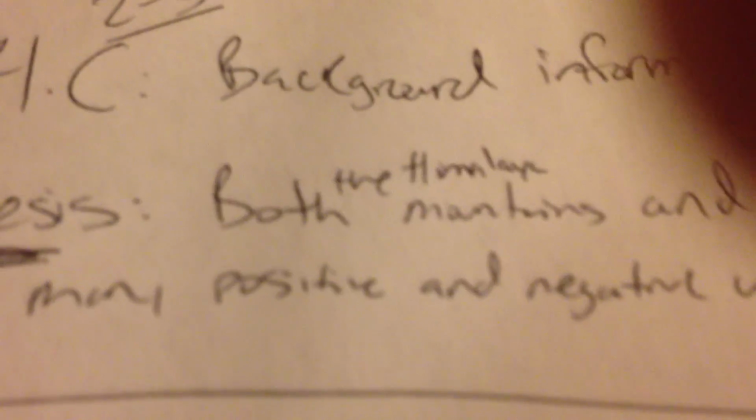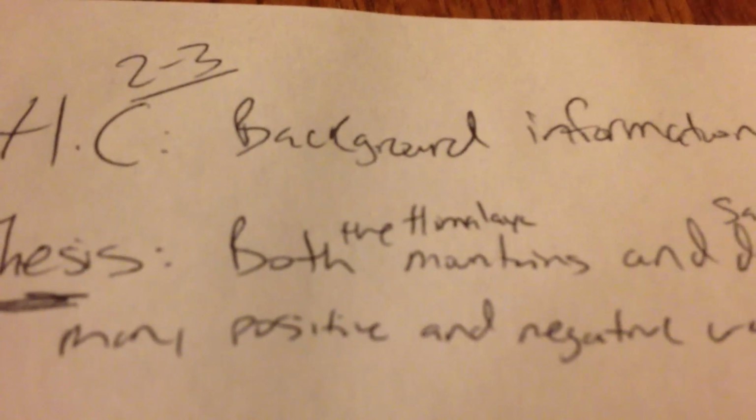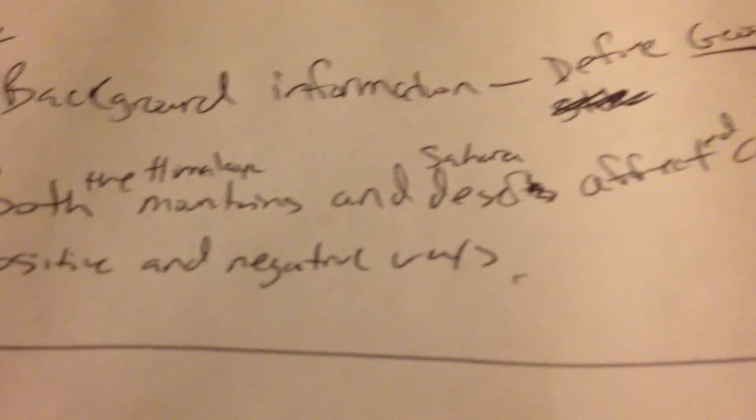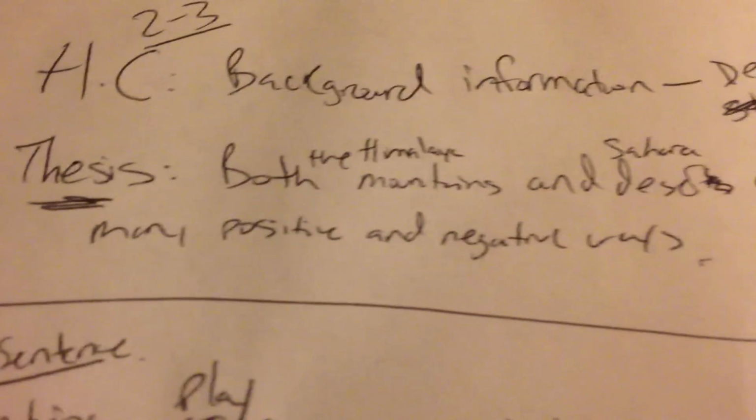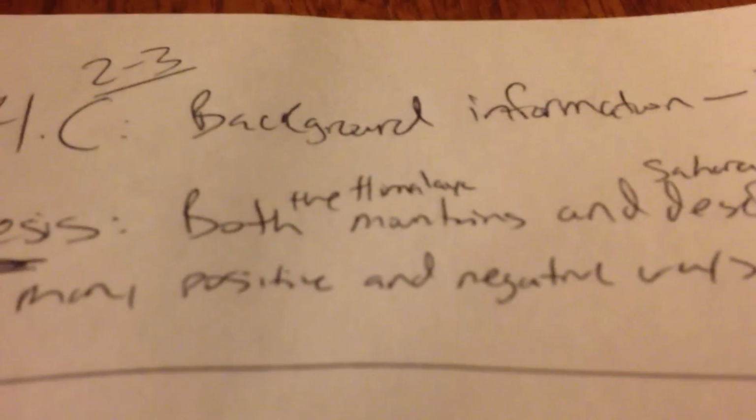Also, the last and most important part is your thesis. If you do not have a thesis, you do not get above a C. It's just as simple as that. You have to have a thesis. This is your main controlling argument. If I was writing about the Himalaya Mountains and the Sahara Desert, mine would probably read: both the Himalaya Mountains and the Sahara Desert affected civilizations in many positive and negative ways. That's a pretty basic thesis statement, but it'll work.